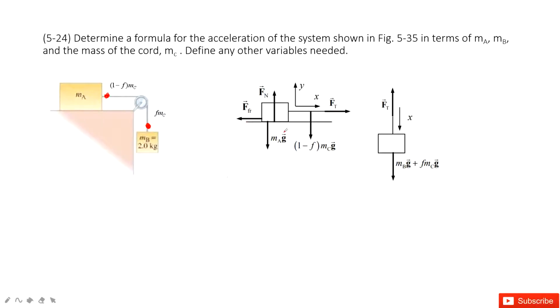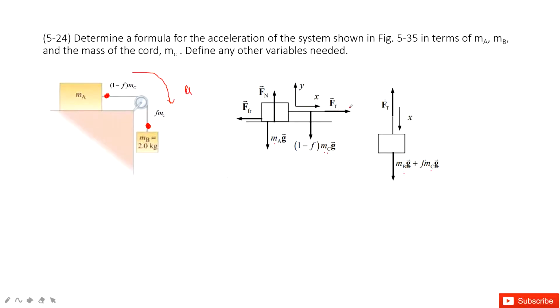See, for the first one, we look at object A and the fraction of the cable C. We have the gravity of A, and the gravity for the (1 minus f) fraction of C, right? And then we have the normal force, the tension, and the friction. The next one, we look at object B. For object B, we have the gravity from B and the fraction of C, right? And also the tension. Because we can see the object moves this way, the acceleration is in this direction.